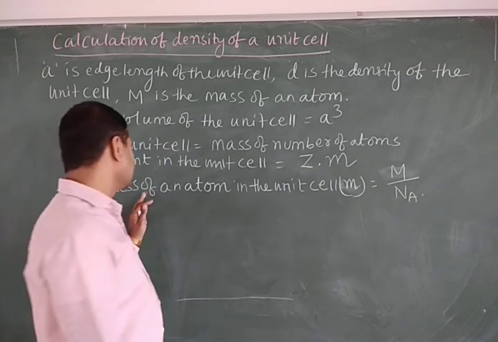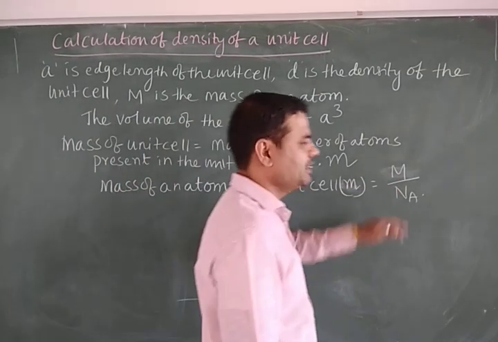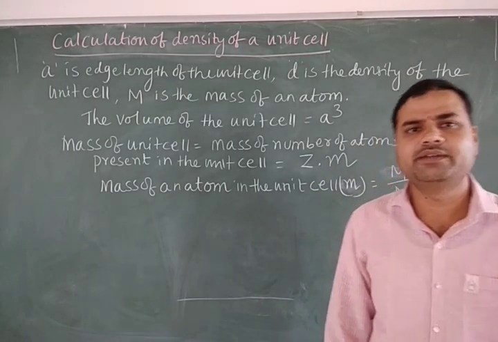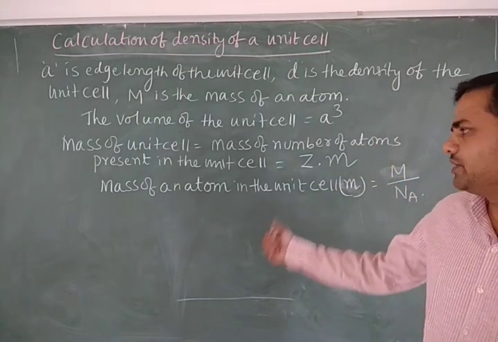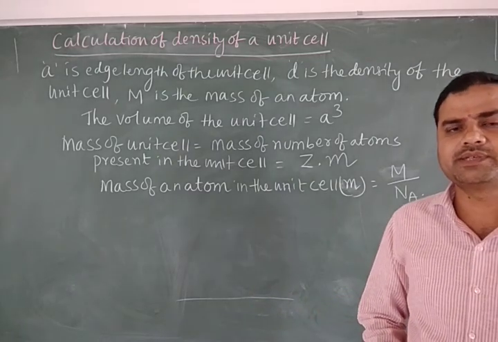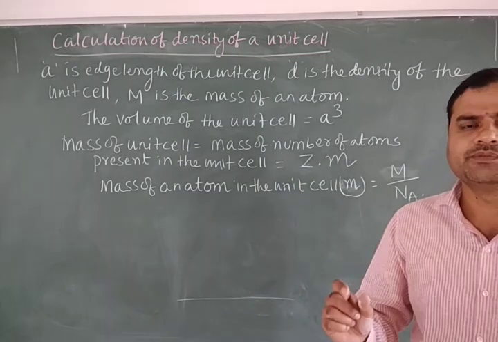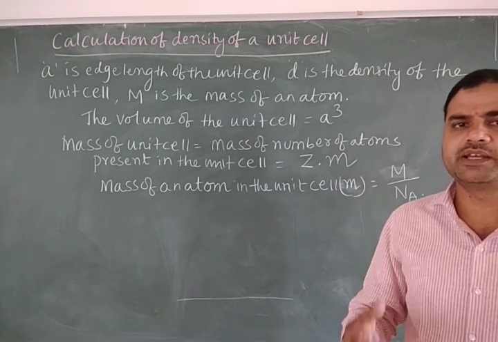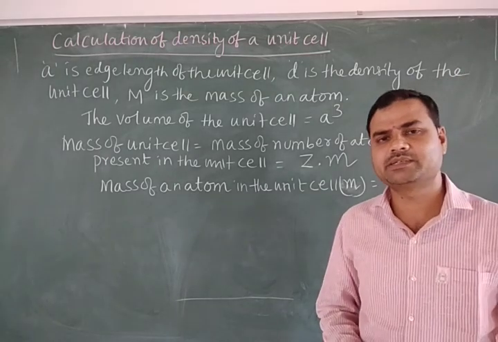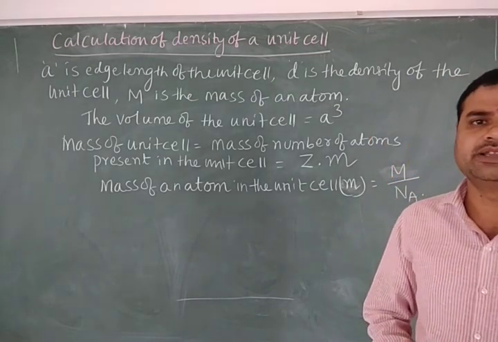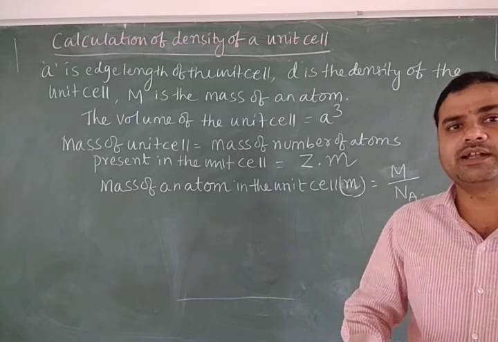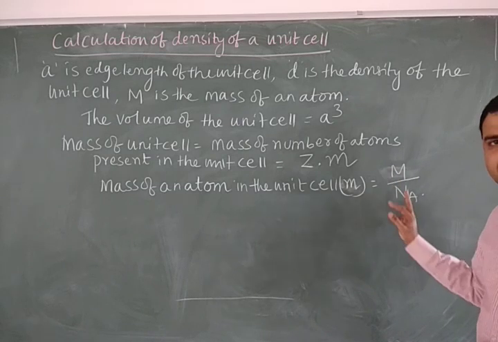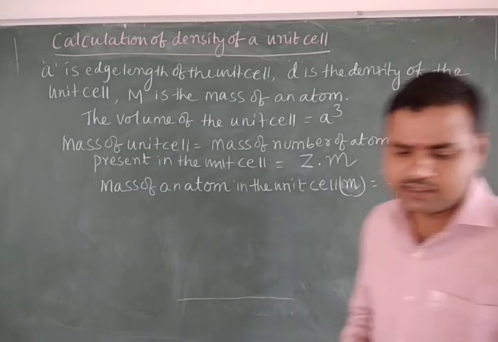And why are we taking this? Why am I taking M by NA for the mass of an atom in the unit cell? To calculate the mass of one atom in the unit cell, we have to divide by Avogadro's number. And this formula you may have seen in first BSc, in the chapter on some basic concepts of chemistry. Right, mass of only one atom. The mass of a number of atoms is different. For example, in 1 mole, how many atoms are there? 6.023 × 10^23 atoms. Mass of only one atom is calculated by using this formula, M by NA, that is, dividing by Avogadro's number.